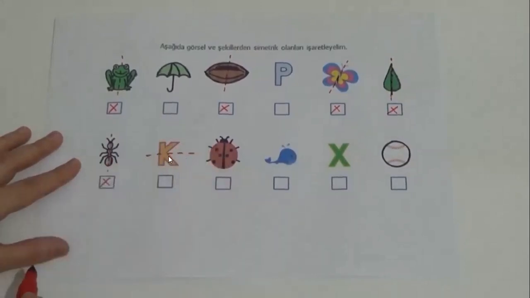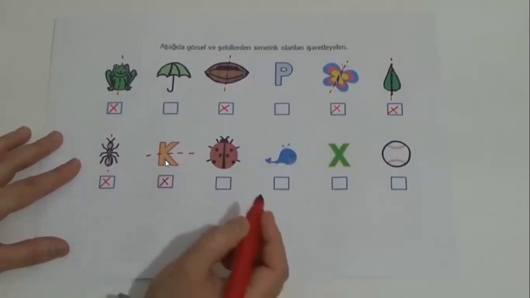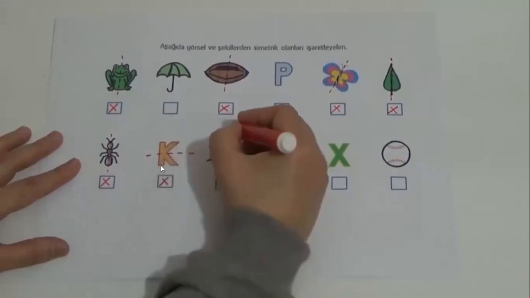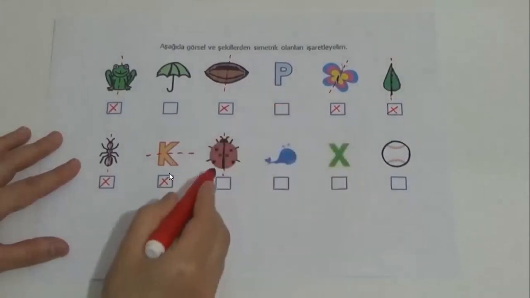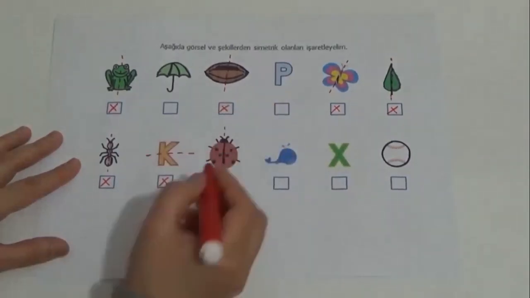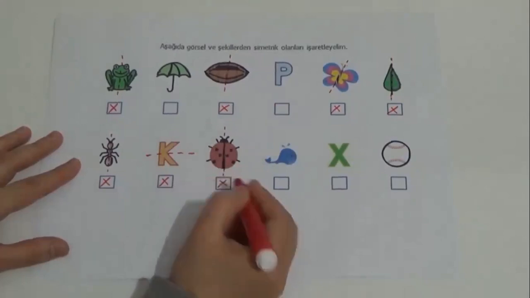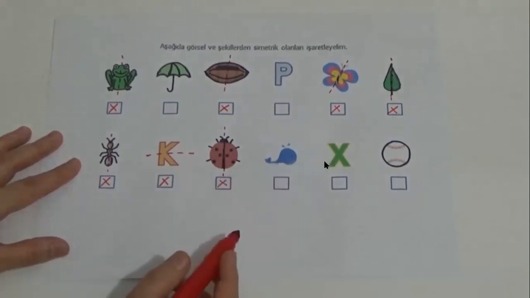And the letter K, when you divide it into two equal parts, when you draw the horizontal line or vertical line, no problem. As you see, it's separated into two equal parts. That's why it's also, how can I say, symmetry. Insects also.